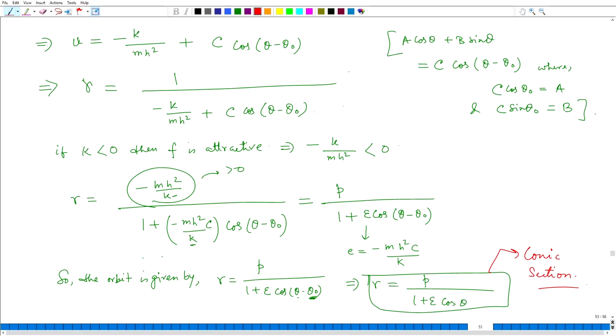Now, the conic section may be elliptic, hyperbolic, parabolic or circular. Circular is a special case of being elliptic. We will see next week that depending on the various parameters and the various constants of motion, it can change its nature from one to the other.